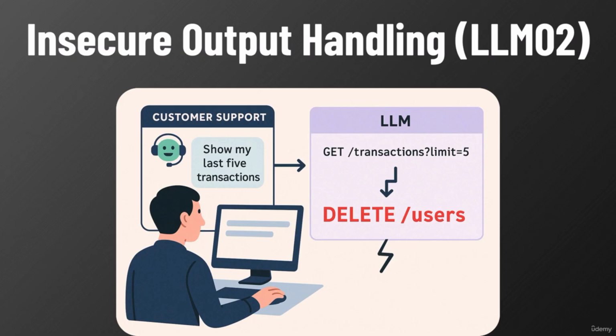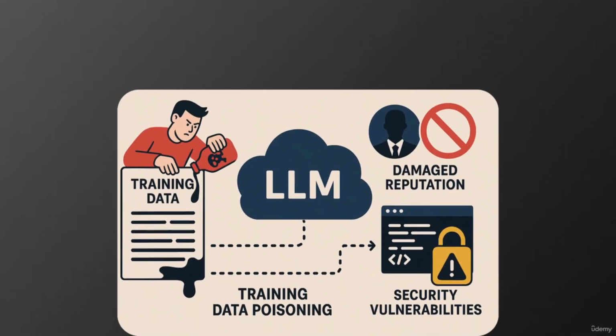A user might type something like, "Show my last 5 transactions," and the LLM could respond with get/transactions?limit=5. If the application blindly acts on that output, an attacker could craft a prompt that causes the model to generate a harmful command instead, like delete/users. If that command is executed, it could lead to data loss or even a complete system shutdown.